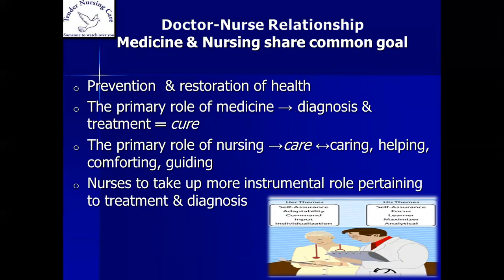Doctor-nursing relationship. Medicine and nursing share common goals: prevention and restoration of health. The primary role of medicine is diagnosis, treatment and cure. The primary role of nursing is care: caring, helping, comforting, guiding. Nursing takes up a more instrumental role, pertaining to treatment and diagnosis.